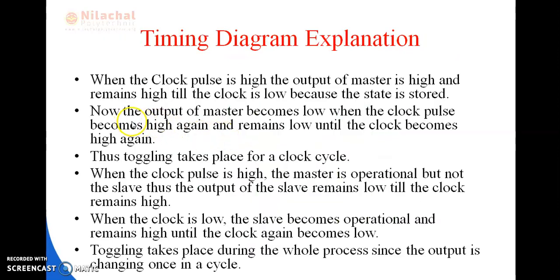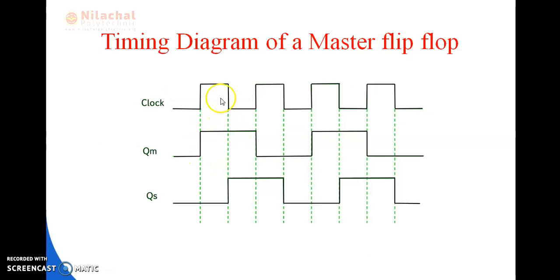Now the output of the master becomes low when the clock pulse becomes high again and remains low until the clock becomes high again. So here again the clock pulse is high. Here the clock pulse is 0 or low. Then the output remains the same, that is high.